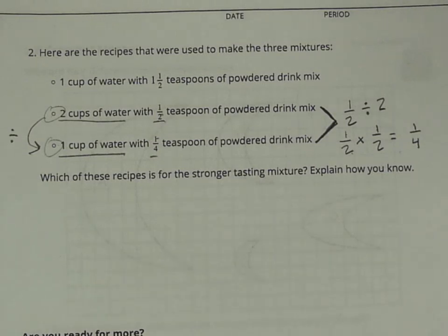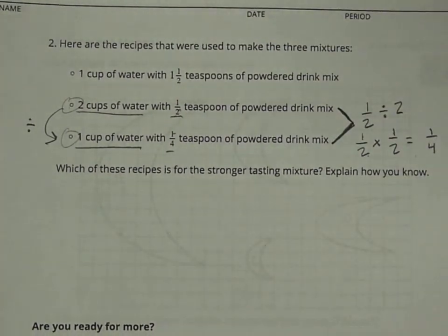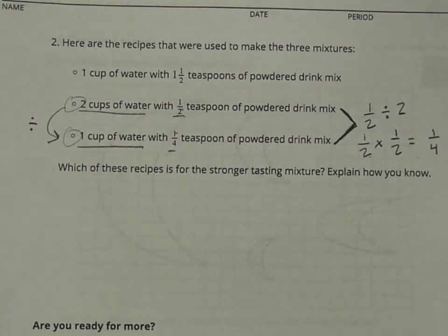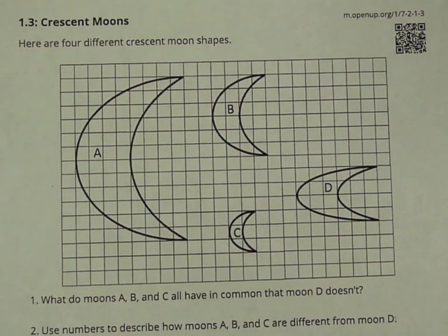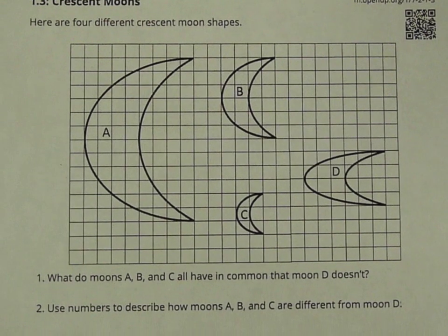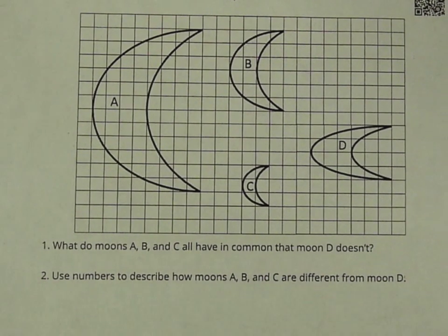All right, let's move on. So now we're going to move on to the next page, which is page 9. And on page 9, you're going to see a bunch of different crescent moons. Okay? Now, with these crescent moons, you can see that A, B, and C all look pretty similar, and then D is kind of like the odd man out. D looks a little bit different.